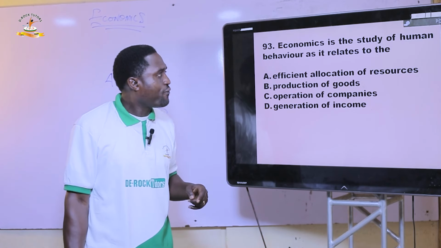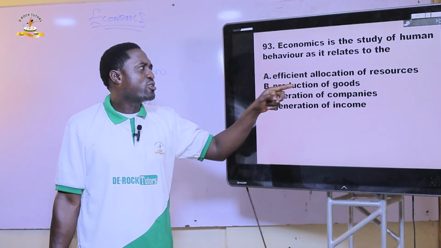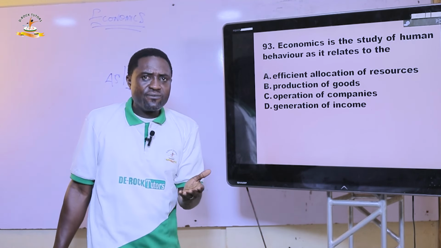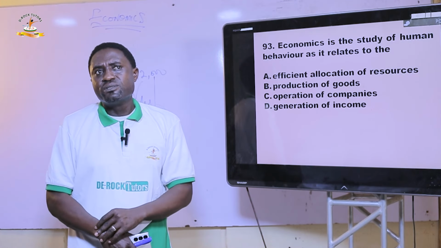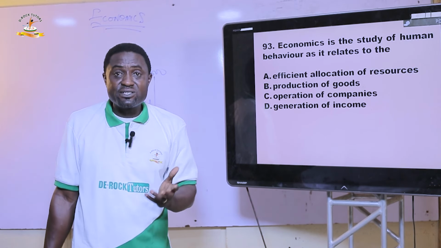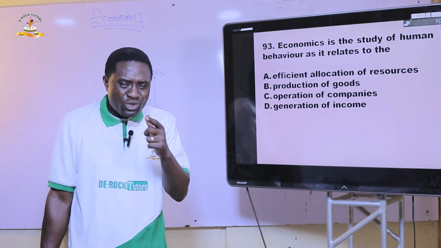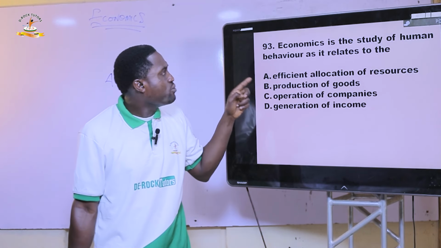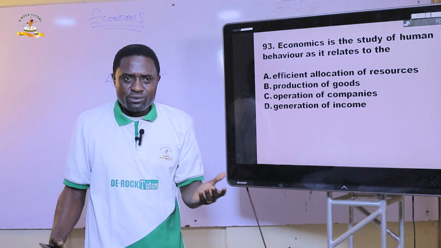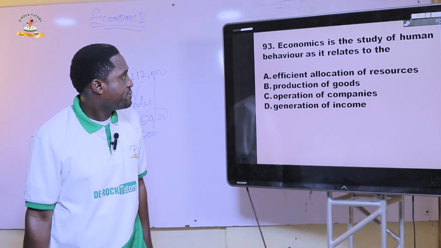Economics is the study of human behavior as it relates to what? Efficient allocation of resources. The little resources you have, how will you manage it? Like I told you, the reason why we study economics is scarcity. Your wants are numerous, but the resources to satisfy them are limited. That is why we are studying economics. We study economics simply because of scarcity. So the resources you have, how can you allocate them such that you will be happy and still maximize whatever you have to achieve? The next question.